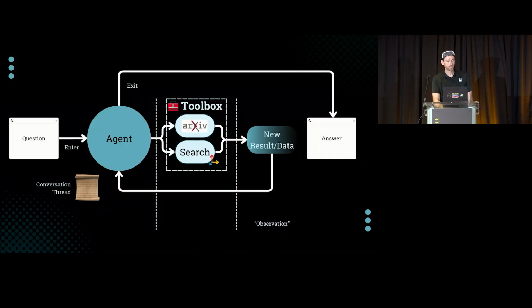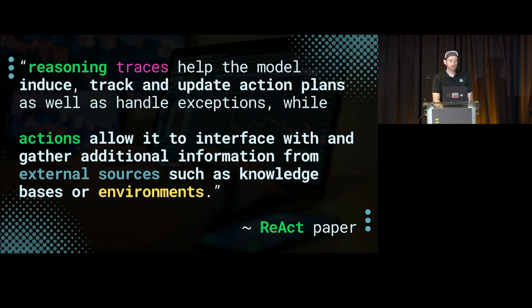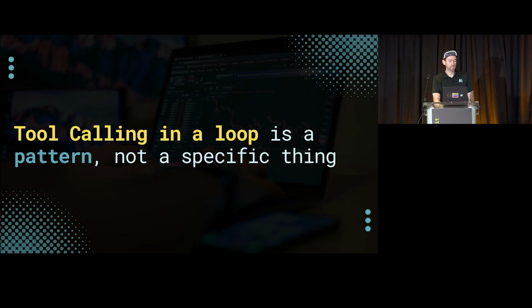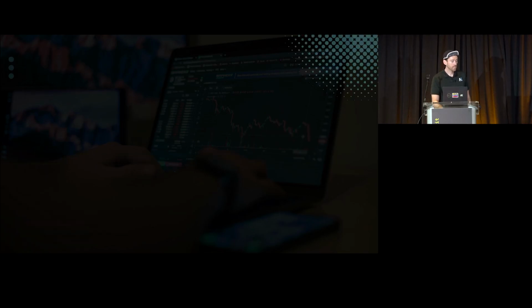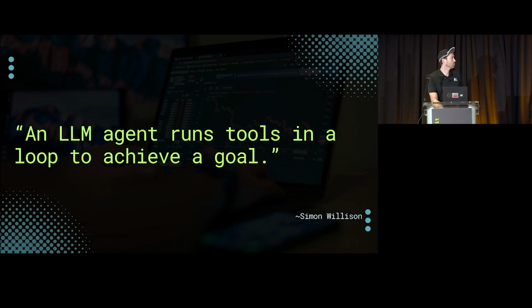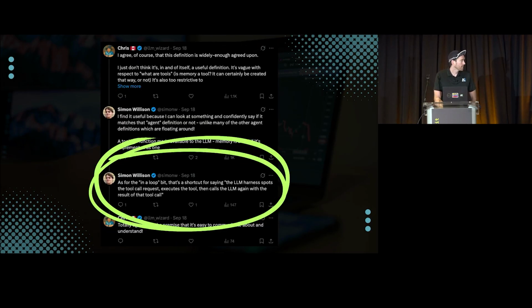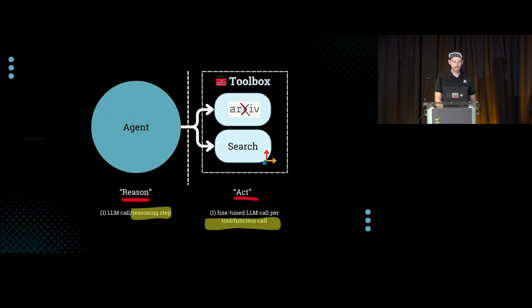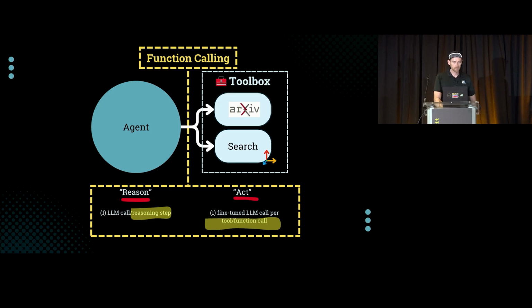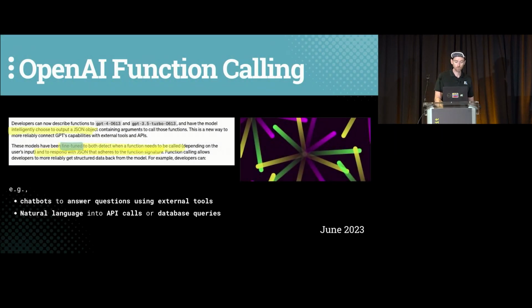We've got the agent loop. We've got the reasoning action pattern. We've got tool calling in a loop, like the agents in the loop. We've got Simon reminding us that an LLM agent runs tools in a loop to achieve a goal. As for the in a loop bit, that's a shortcut for saying the LLM harness spots a tool request, executes the tool, and then calls the LLM again with the result of that tool. We've talked about that as well, right? That is our little function calling, beautiful stuff we know and love so well.